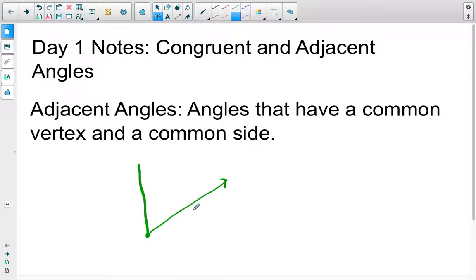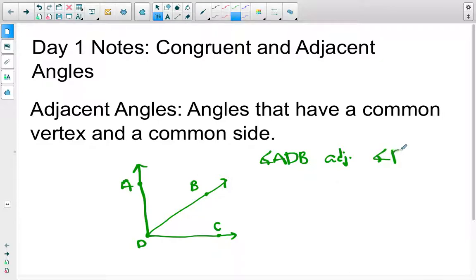So in this case here, we have this little drawing. Obviously you can press pause whenever you'd like to catch up and draw these images here. I'm drawing an example of two adjacent angles. My angle ADB, so this angle, is adjacent, and I'm just going to use an abbreviation, is adjacent to angle BDC.